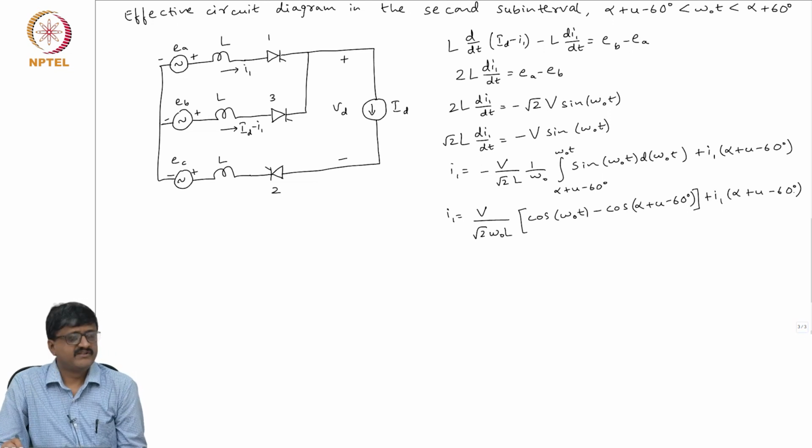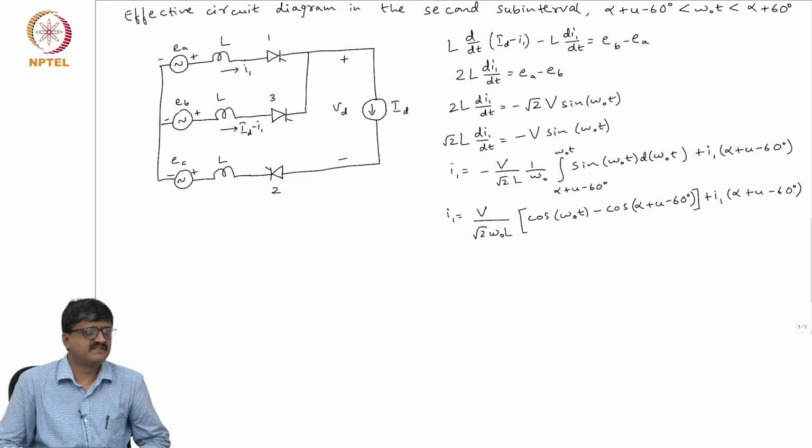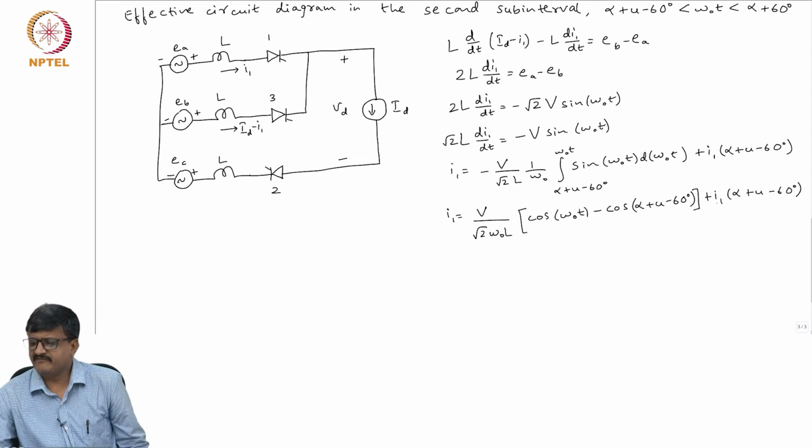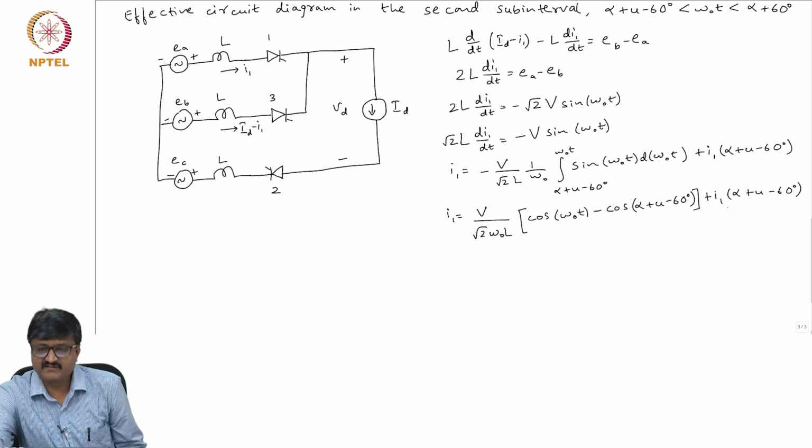Now, this equation will be useful only if I know what I1 is at alpha plus u minus 60. So, how to get I1 at alpha plus u minus 60? This is nothing but the value of I1 at the instant of starting of the second subinterval. The second subinterval starts at alpha plus u minus 60. So, the value of I1 at this instant is the same as the value of I1 at the instant of the ending of the first subinterval. Please note I1 is continuous. Why is I1 continuous?